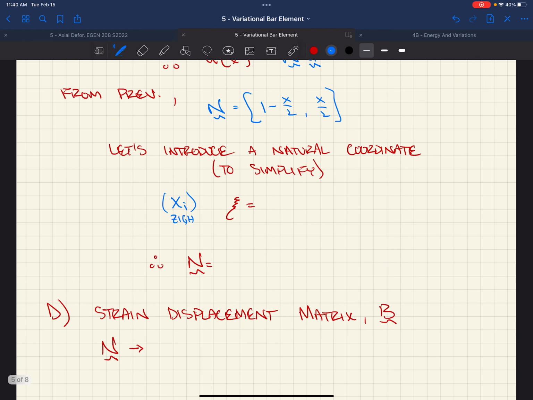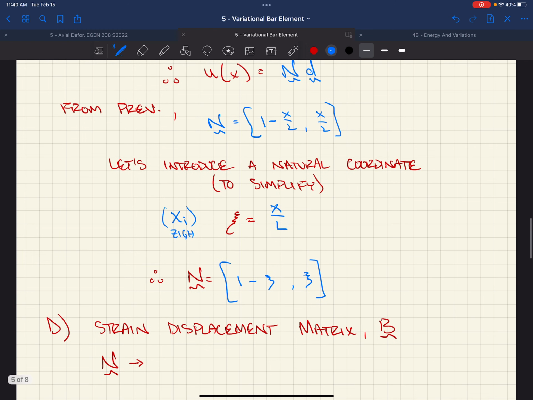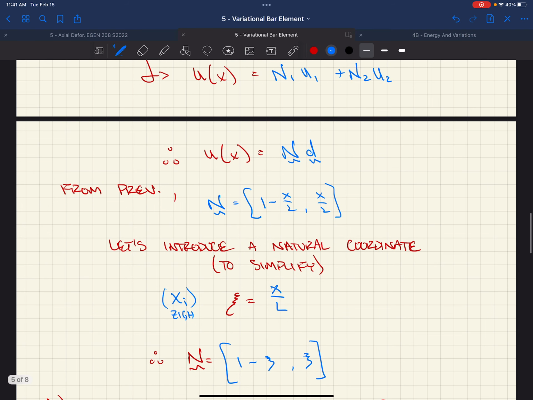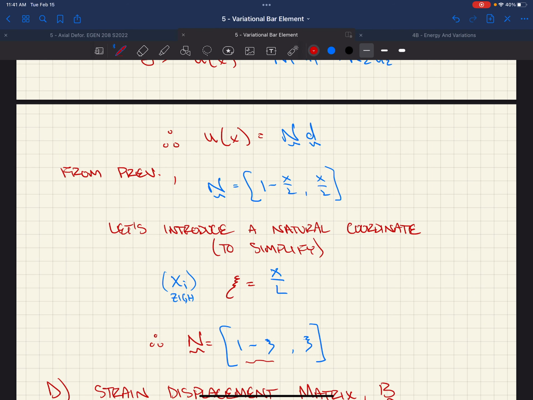Well, what we're saying is now xi is x over L. What does that do? It just simplifies some things. Now we have 1 minus xi and xi as our shape functions. So we're linearly moving from 1 to xi with respect to the impacts of our nodal values, because N1 multiplies u1 and N2 multiplies u2.